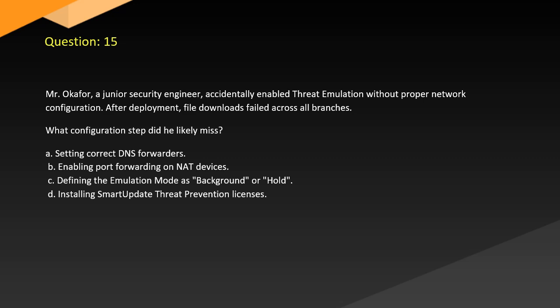Question 15. Mr. Okafor, a junior security engineer, accidentally enabled threat emulation without proper network configuration. After deployment, file downloads failed across all branches. What configuration step did he likely miss? A. Setting correct DNS forwarders. B. Enabling port forwarding on NAT devices. C. Defining the emulation mode as background or hold. D. Installing SmartUpdate threat prevention licenses.